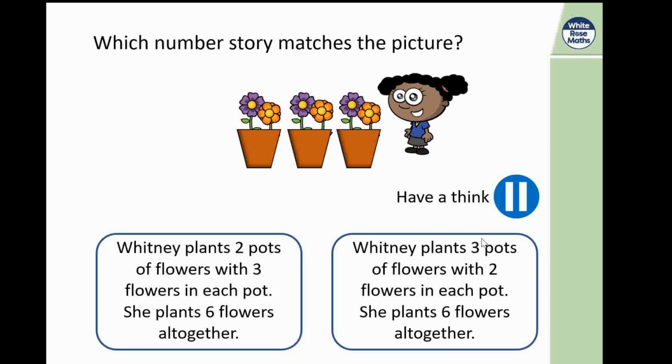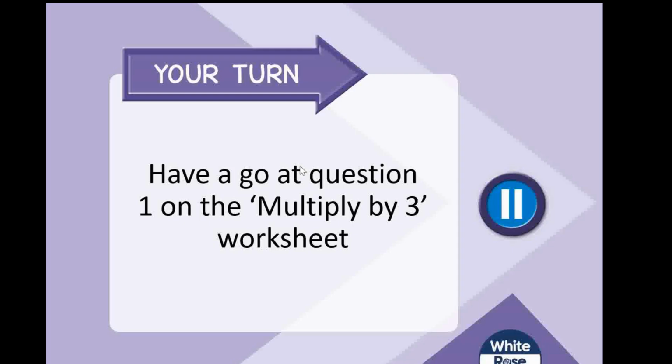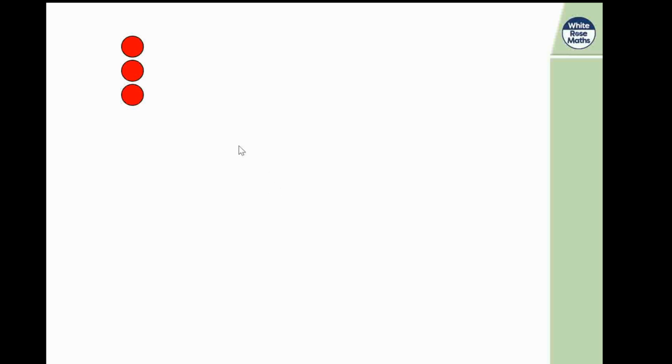Okay, so, well, I think you know that it's this one then, yeah? 3 pots with 2 flowers in each. Yeah, there we go. And then here we have the picture of what this story would be. 2 pots with 3 flowers. 2 times 3 equals 6, or 3 times 2 equals 6. Yeah, they both equal 6. Right, so here we have 3 counters. 1 times 3 equals 3, or 3 times 1 equals 3.